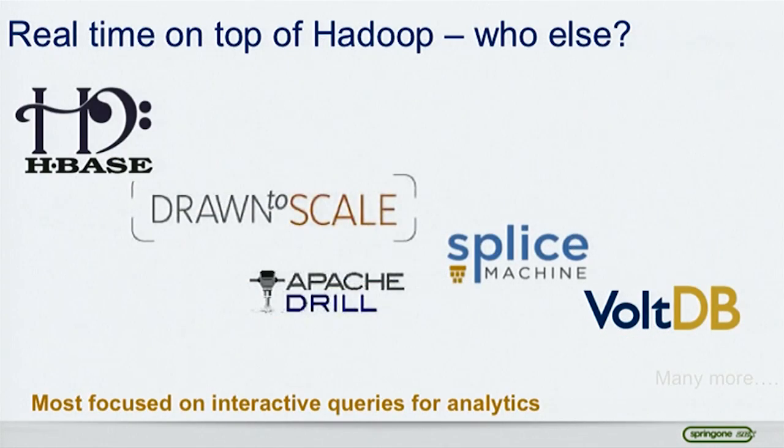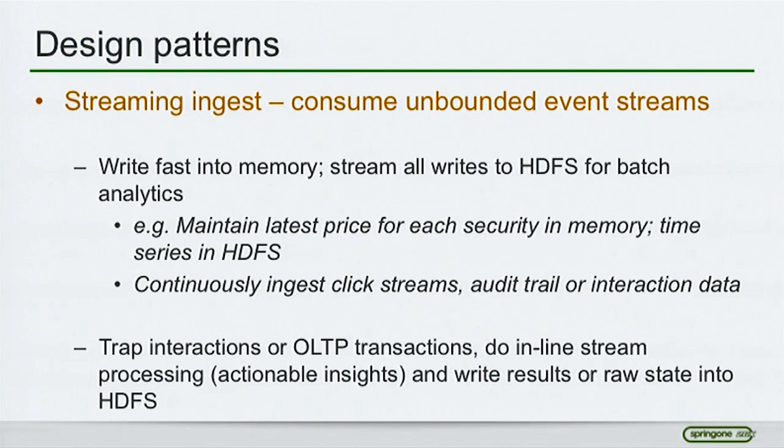There are several products on this notion of pure real-time on top of Hadoop, HBase obviously as part of the Hadoop ecosystem. I was drawn to Drawn to Scale, a new startup. They have a database called Spire. It's fairly interesting because they're also positioning and pitching the same thing, which is, how do I make Hadoop and the ability to scale with data more relevant to online, transactional applications, right? And then VoltDB is a pure memory-based database.